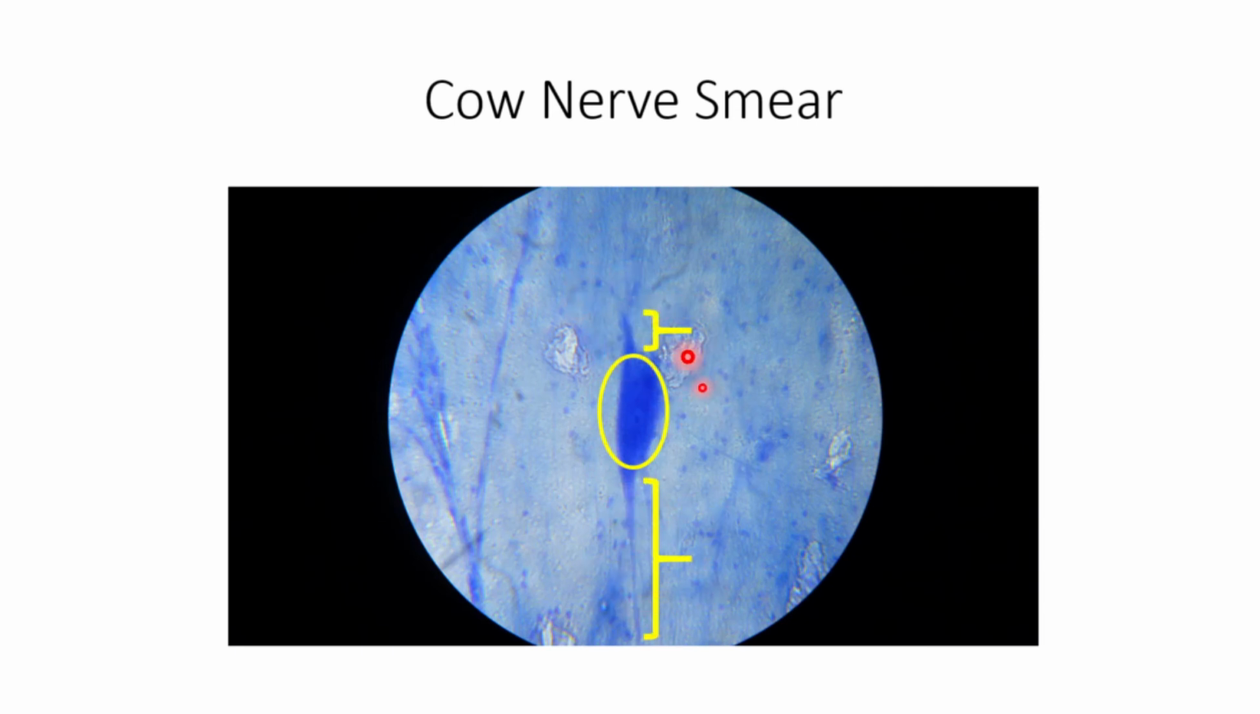So the shorter ones are your dendrites, which receive signals from other nerve cells, while your longer one is your axon, which is the one which transmits the signal towards other nerve cells.